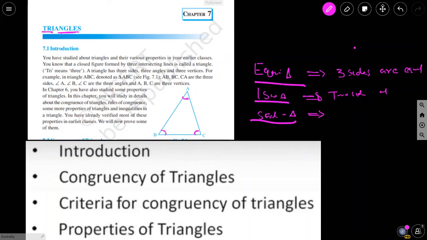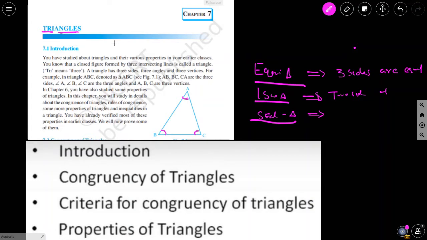We have different kinds of triangles. One is the equilateral triangle, where three sides are equal. Another is the isosceles triangle, where two sides are equal. Then the scalene triangle, where all three sides are unequal in length. Then there is the right angle triangle, where one angle is 90 degrees. Here, in ninth standard, we are mainly focusing on triangle congruency.